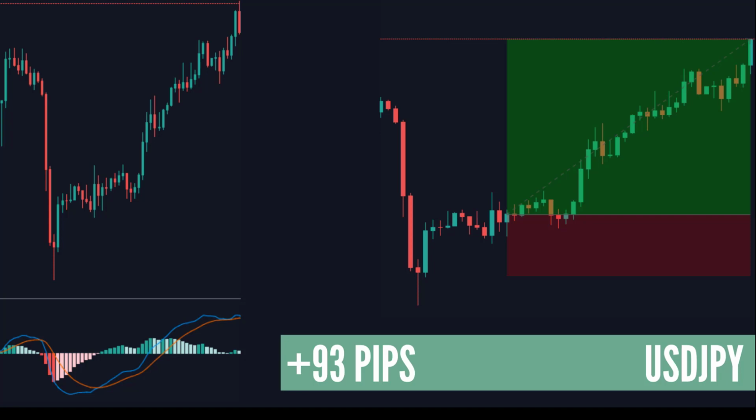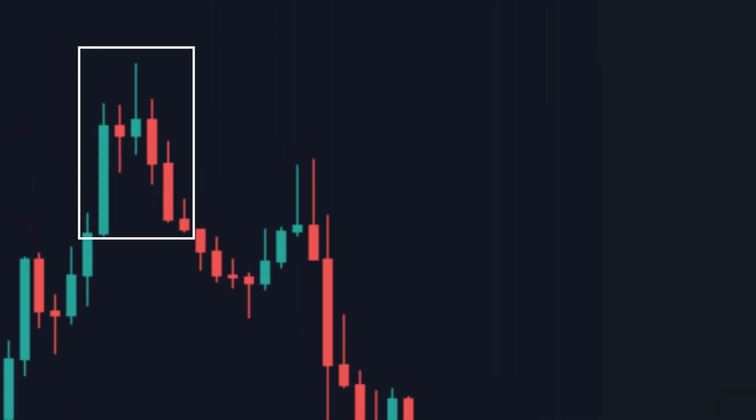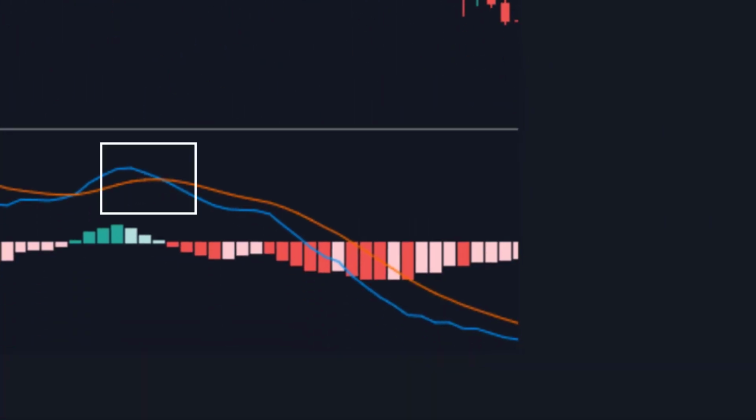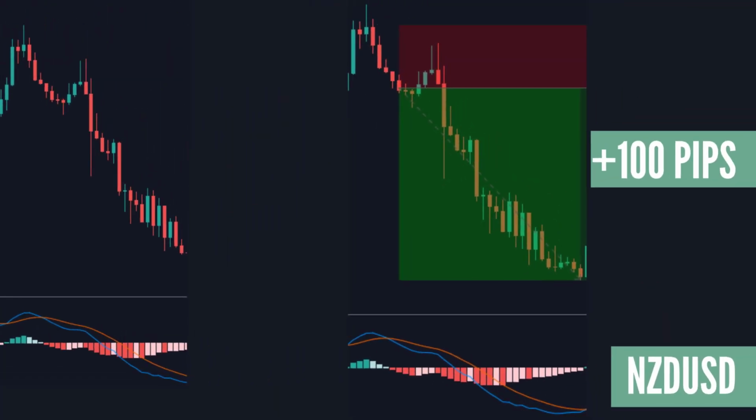So let's go to the second one. Okay, here we have another example. It is almost the same thing. There were 3 signals: a shooting star, a piercing multi-candle, and the indicator showing us the crossover. Alright, so our entry was set after the crossover. The price made a pullback, and after that pushed down. It moved almost 100 pips. That was pretty nice.